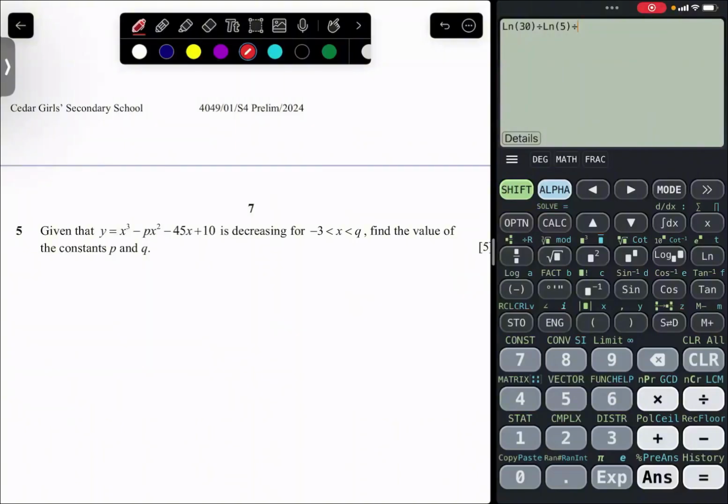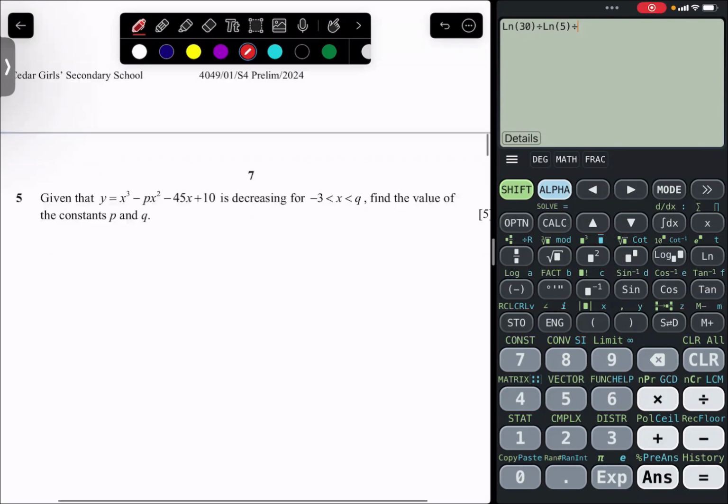Question 5. Given that y equals x cubed minus px squared minus 45x plus 10 is decreasing for x less than q, more than negative 3. Find the value of the constants p and q. Okay, so we are finding two unknowns. To find two unknowns, we probably have to have two equations in order to solve for it. But what is this question about?